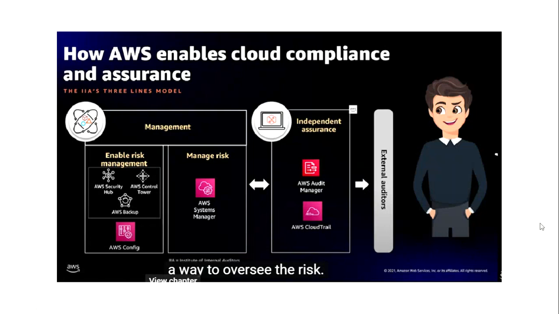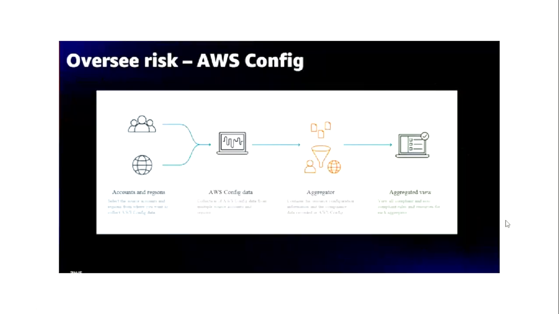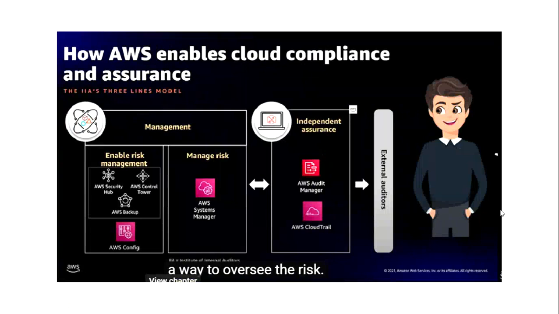Now, we are going to move towards another topic, which is AWS compliance. AWS compliance has 3 different levels, and it starts from AWS Config. AWS Config is also in line with Security Hub, Control Tower, and Backup. AWS Config centralizes the configuration by working with Security Hub, Control Tower, and Backup.